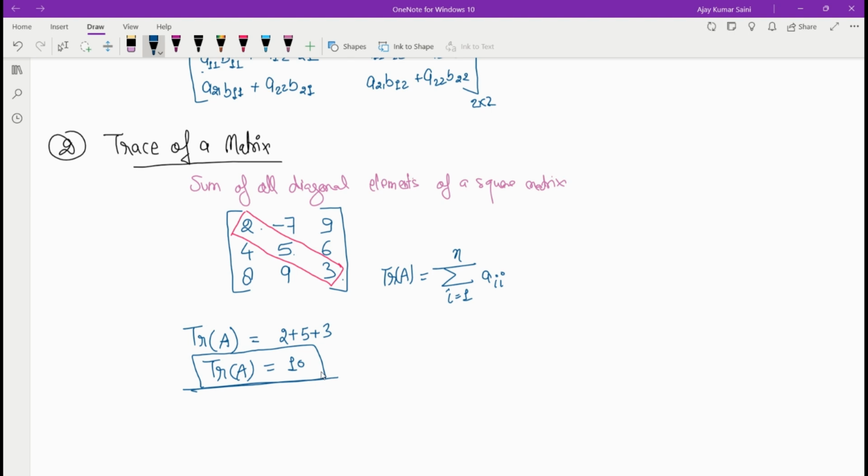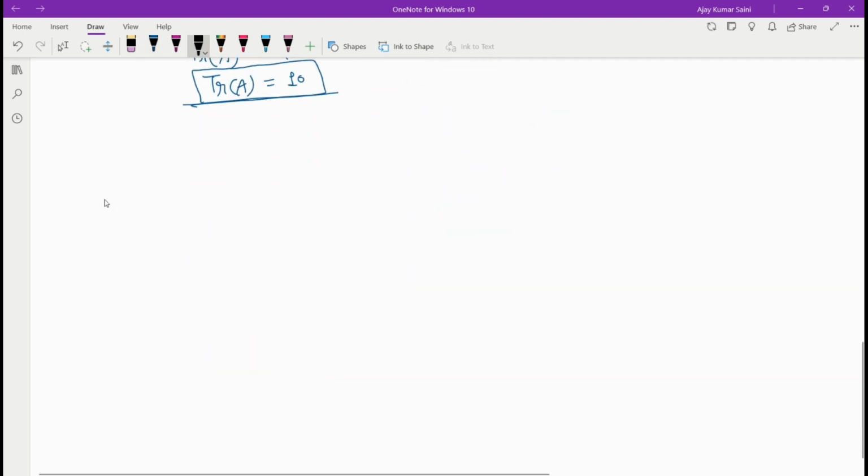Okay, so after that I cover another point. I hope you can understand these things. These things are very easy to understand. So now I take another topic, matrix transpose. Let's start with the matrix transpose.